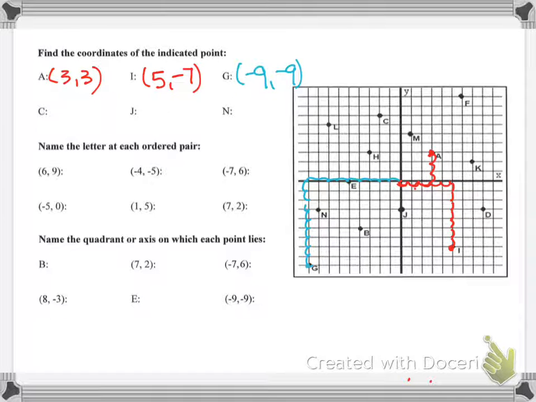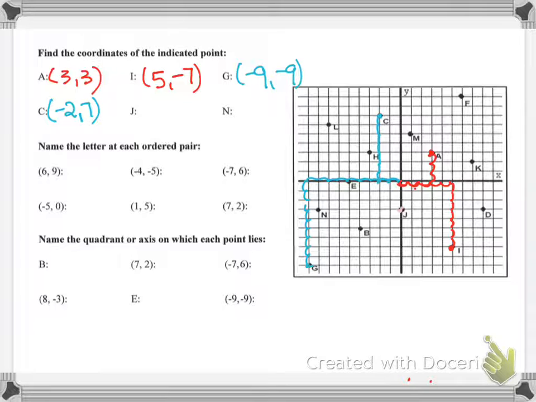Point C is right here. So we're going to have to go back 1, 2, and then we're going to go up 1, 2, 3, 4, 5, 6, 7. Back 2 and up 7 gives us the ordered pair negative 2, 7. Let's pick a different color. How about J? Point J is right here.